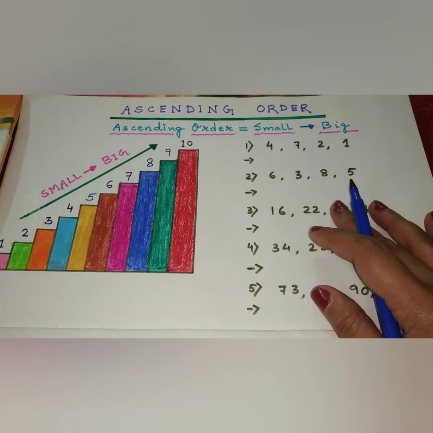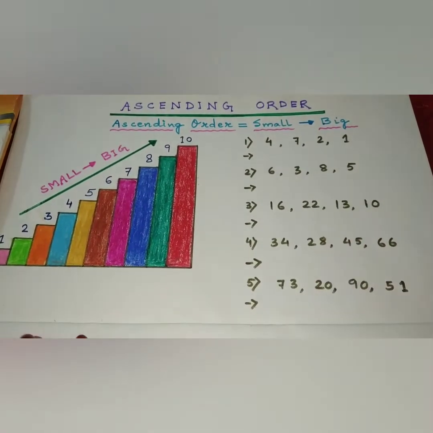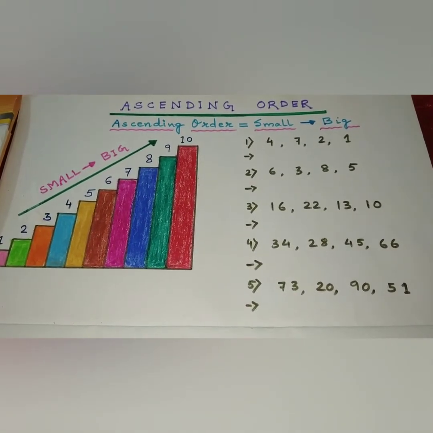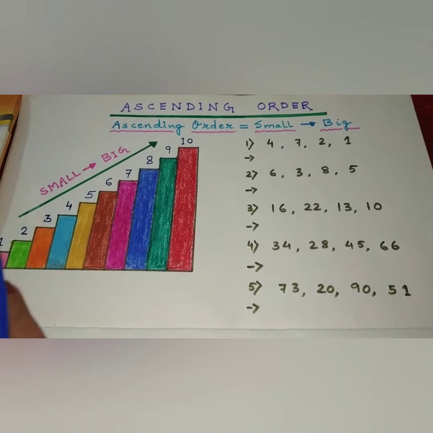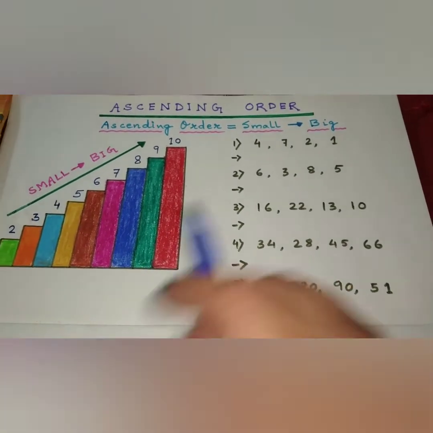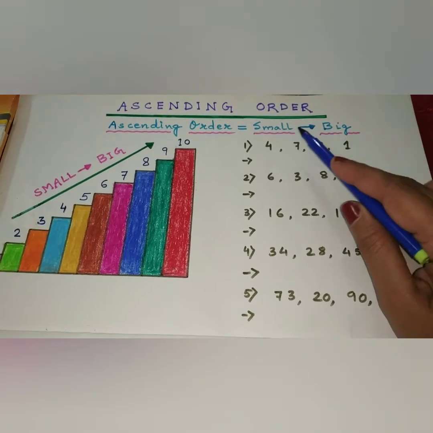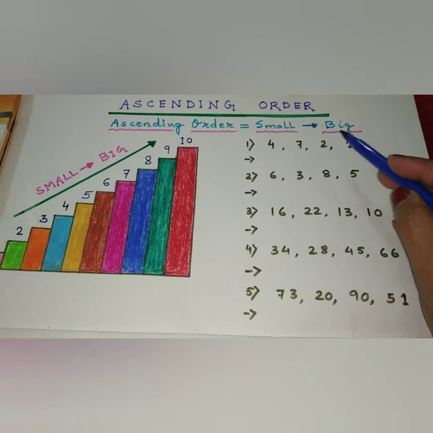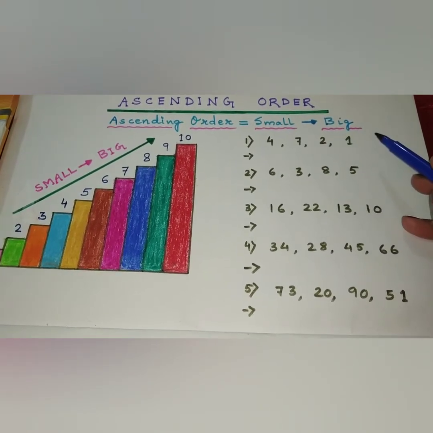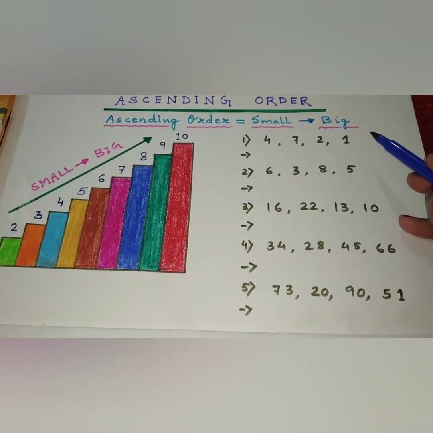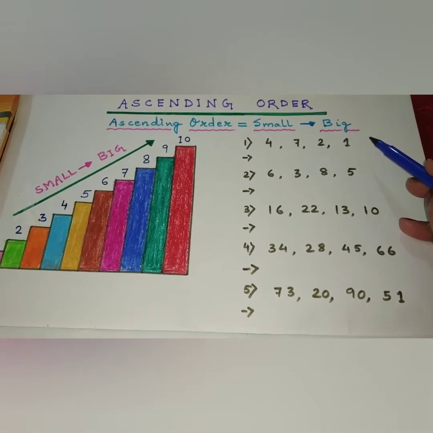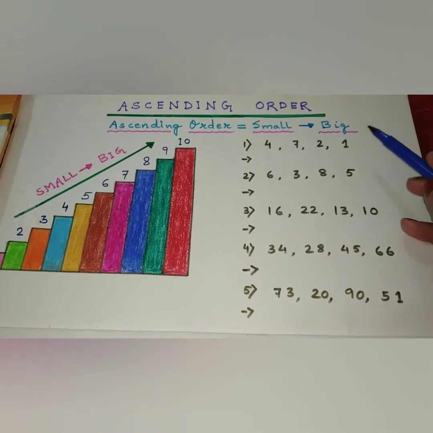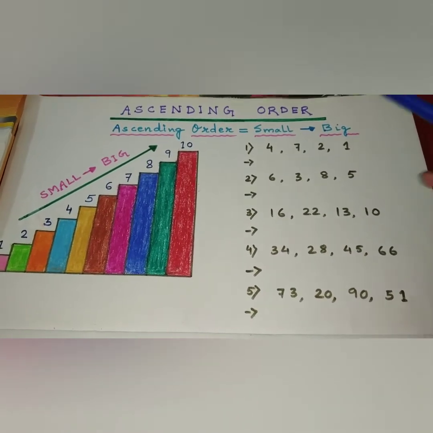We will solve this ascending order exercise with the help of the chart which is drawn here, following the concept of ascending order. Example number 1. 4, 7, 2 and 1. So here are 4 numbers. From these 4 numbers, we will start from the smallest one. Can you tell me which is the smallest number from the 4 numbers? The smallest number is 1. So first we will write 1.